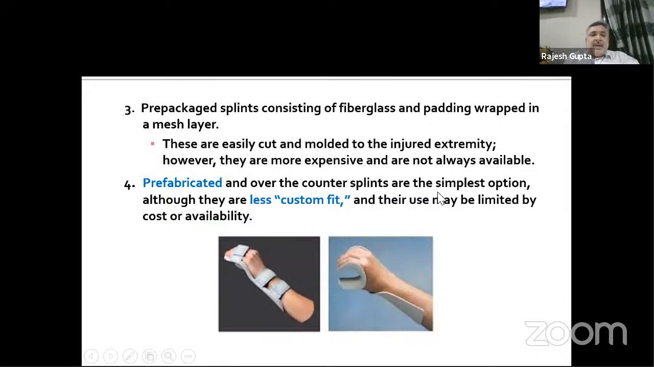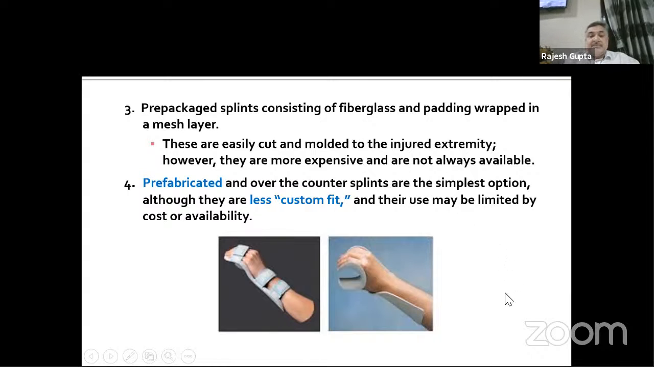There are also pre-packaged splints available in the market, which consist of fiberglass and padding wrapped in mesh layers, and we can cut it easily and mold it to the extremity. Now, there are also prefabricated splints available, but they are less custom fit and they may be limited by cost and availability.